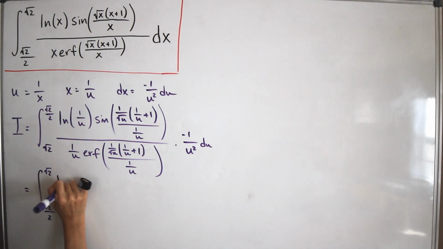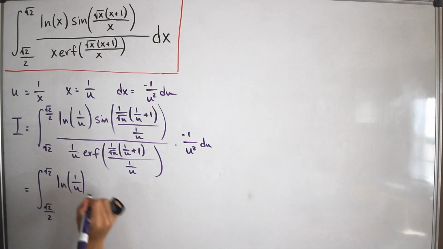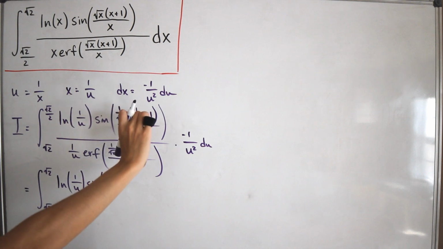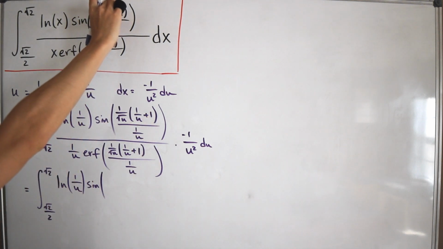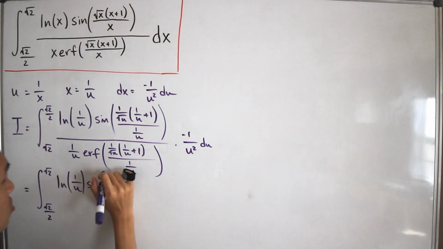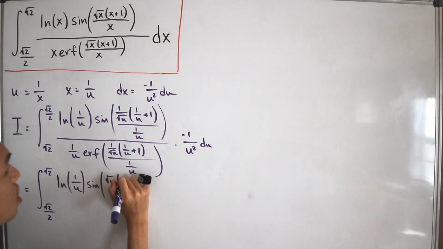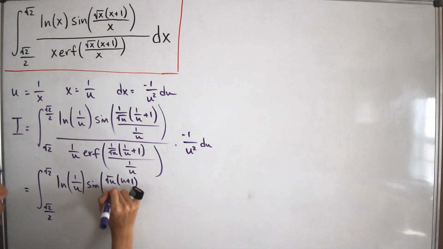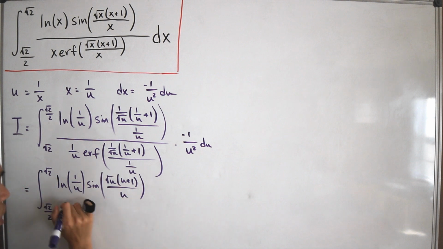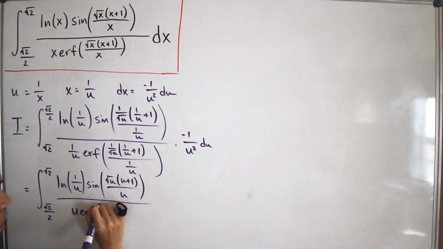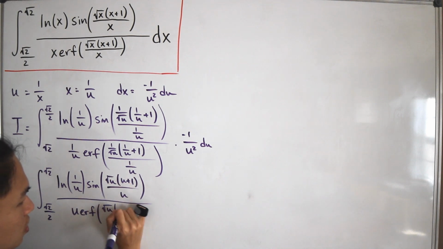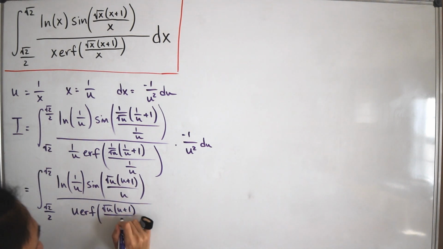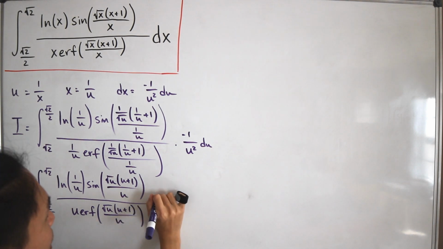Then so far I'll have the natural log of 1 over u, multiplied by sine of. What's nice is that if you perform all the simplification out in the bottom, you're going to get the exact same inputs from the given, except everything is in terms of u. So we have the square root of u times u plus 1. Originally it says 1 plus u, but it's addition, so we can just switch that around. Then divided by u. On the bottom, we'll have u times the error function of the same input, square root of u times u plus 1, divided by u, and then multiplied by du.